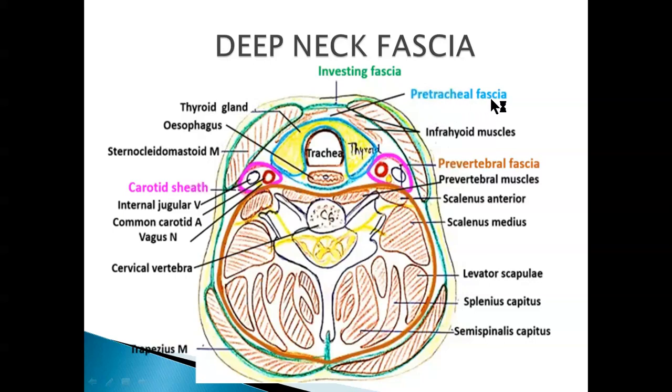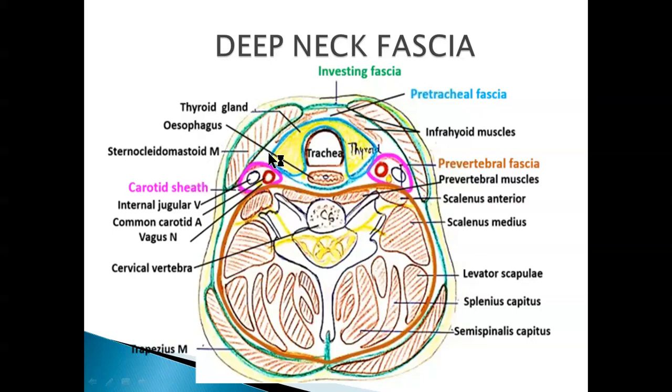Then we have pre-tracheal fascia. As the name suggests, pre-tracheal is in front of the trachea. Again, it's also a part of your deep neck fascia. Here we can see this area, the pre-tracheal fascia. Here we have the trachea in front, anteriorly, and here we have the esophagus placed posteriorly. Pretracheal fascia covers your trachea from in front and laterally, bilaterally. This is your pretracheal fascia.